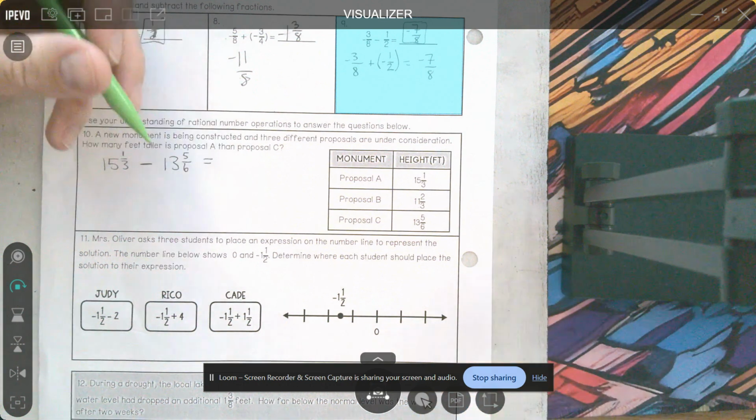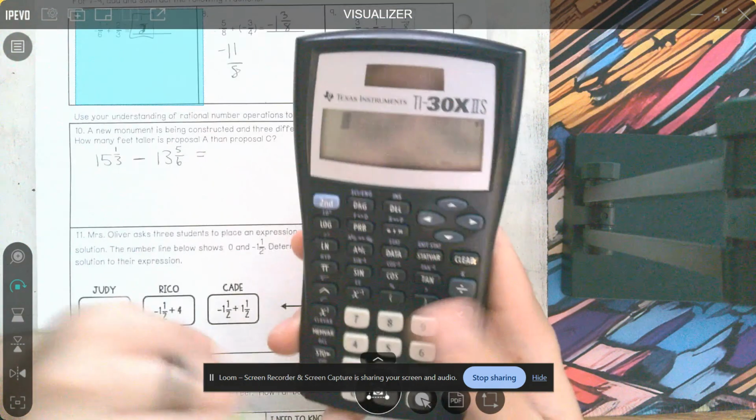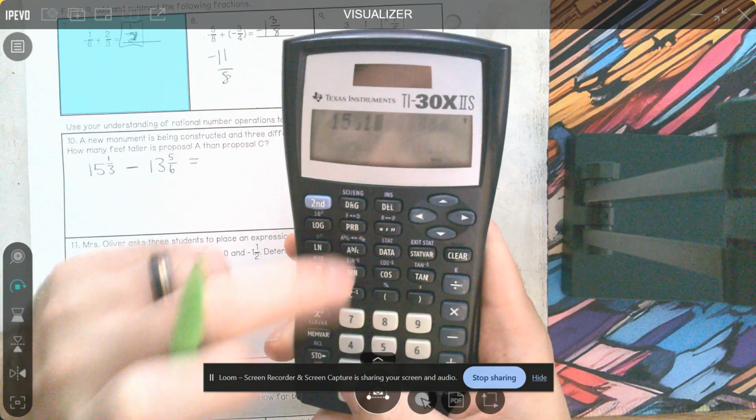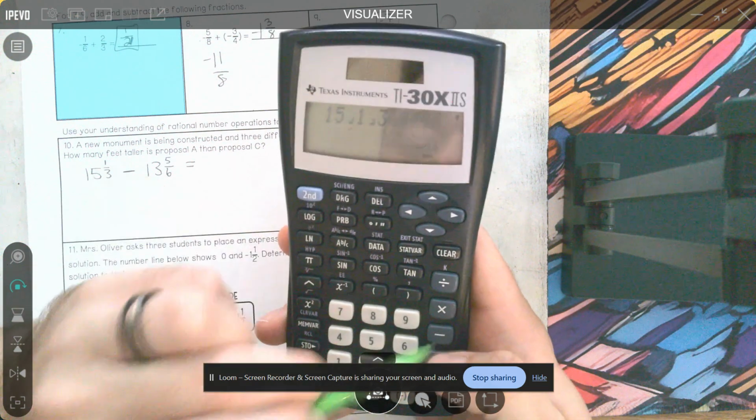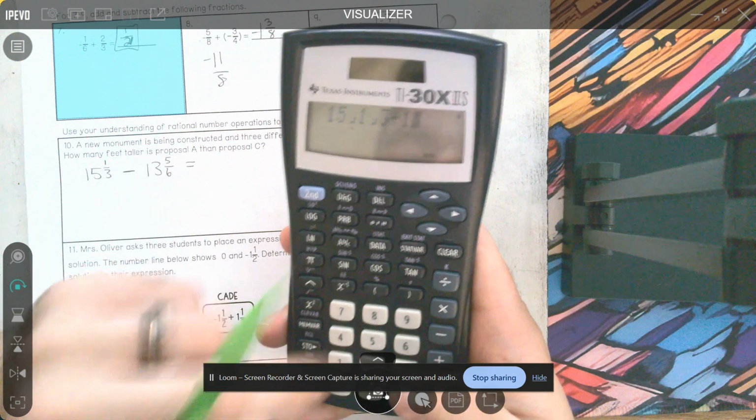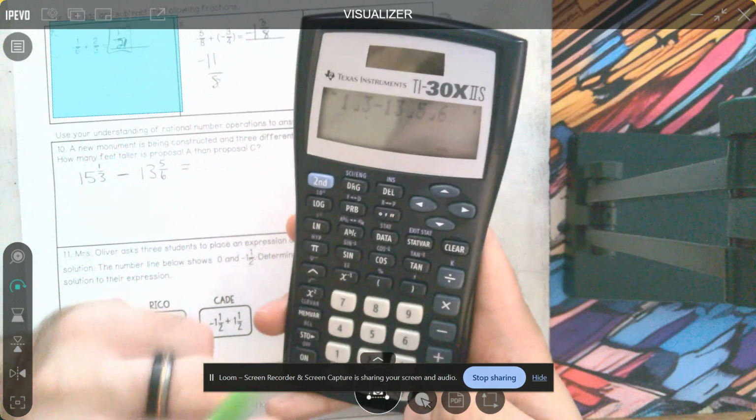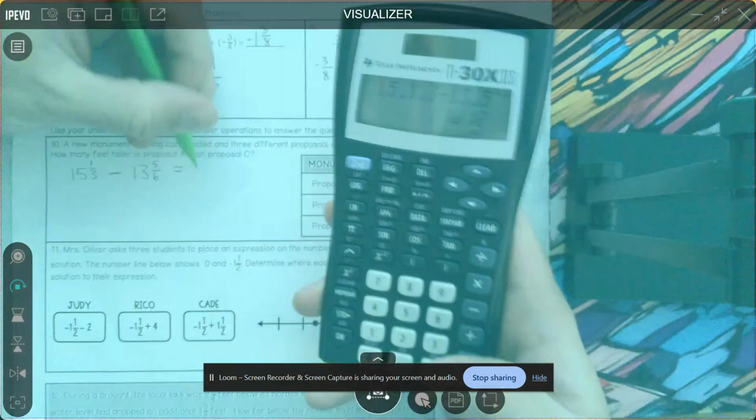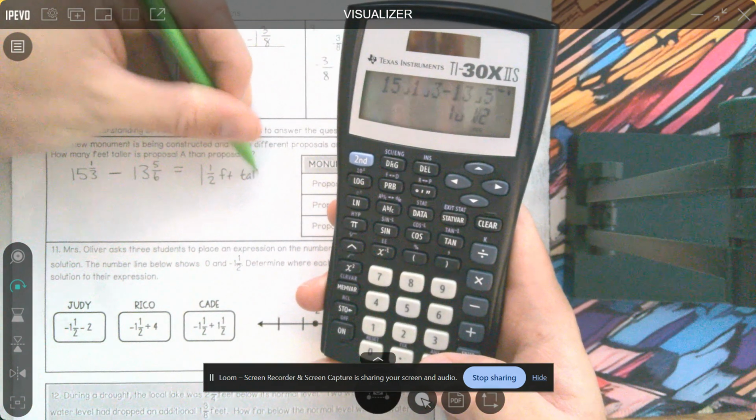So let's do that on our calculator. Practice. Try it by yourself first. See if you can remember how to put a mixed number in the calculator. It should be 15 ABC 1 ABC 3. That says 15 1/3. Then minus 13 ABC 5 ABC 6. Press enter. So monument A, or proposal A, is 1 1/2 feet taller.